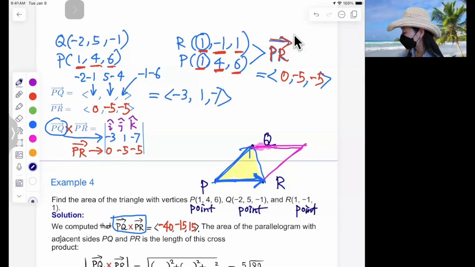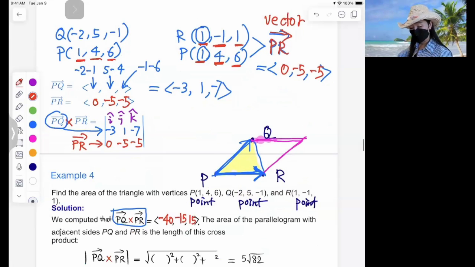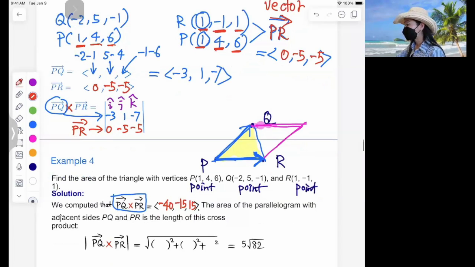And then here, this is a vector. So to compute the vector PR, you would take the component of the ending point, subtract the component of the starting point to get the vector. You got -40 i minus 15 j plus 15 k. That's the vector. Yeah, the cross product is -40, -15, and 15. Over here, I skipped the details. You guys know how to find the determinant, right? It turned out to be this. All right, so now we find the cross product.